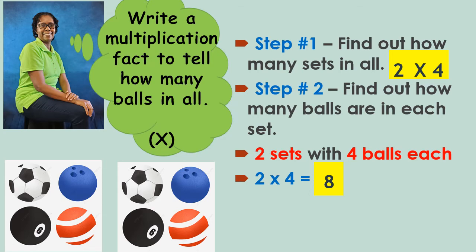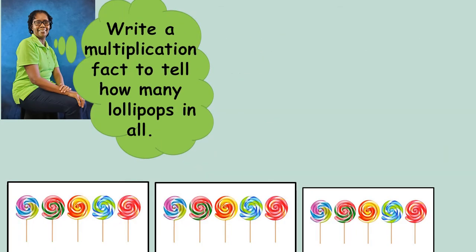Okay, so let's go. Now we are going to write a multiplication fact to tell how many lollipops in all. Wow, look at all these lollipops. Oh my goodness. I don't have the time to count all these lollipops. They are too many. So guess what I'm going to do? I am going to multiply because I know my tables well. So I am going to find a short way of adding these lollipops.